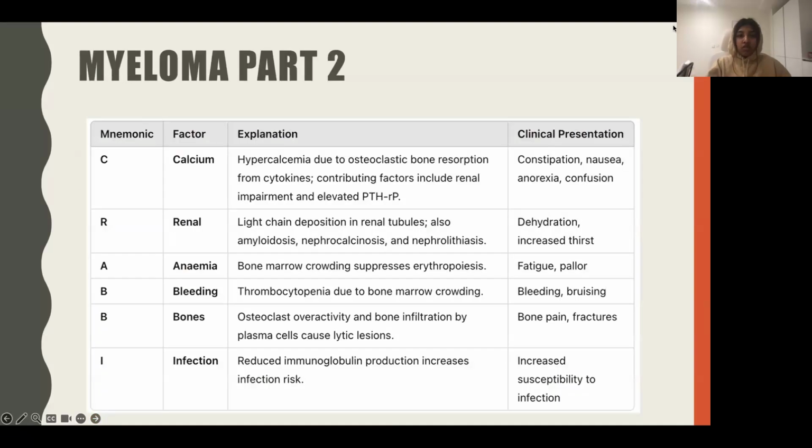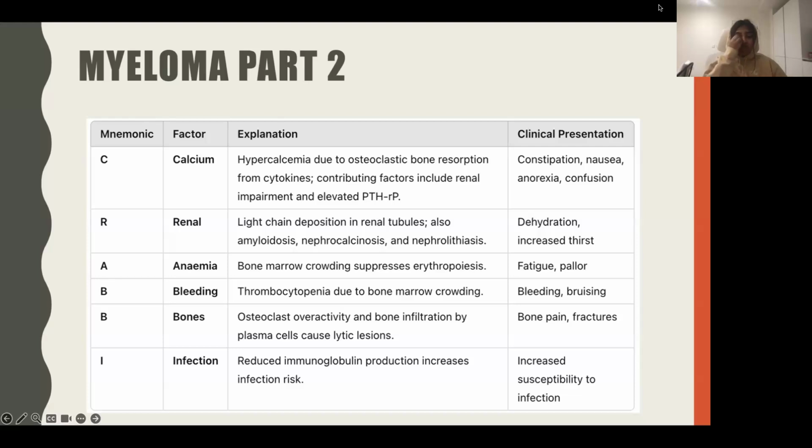So here's the CRAB criteria. The criteria for myeloma is C for calcium, so hypercalcemia due to osteoclastic bone resorption. And if you have hypercalcemia, you've got constipation, nausea, anorexia, confusion. And then you've got R for renal, so the light chains deposit in the renal tubule.